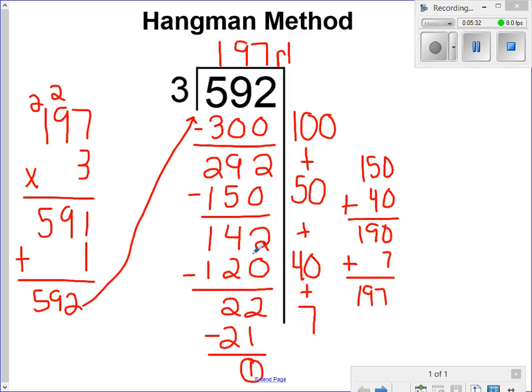So I like this visual of just the subtraction going down. I like the idea of adding up the groups that I made in the end, and I still get the same answer. So again, a different method.